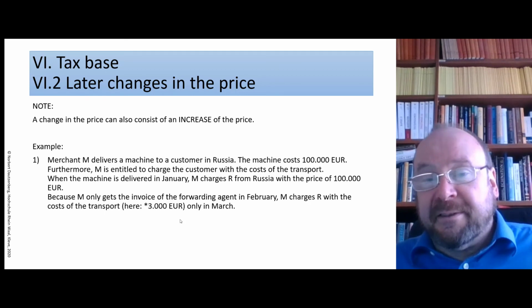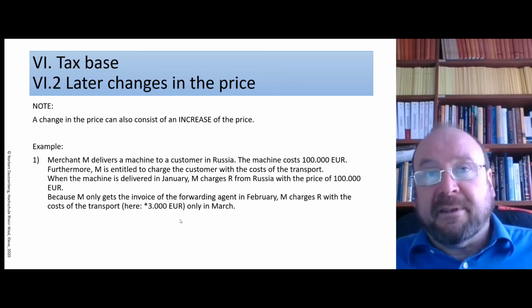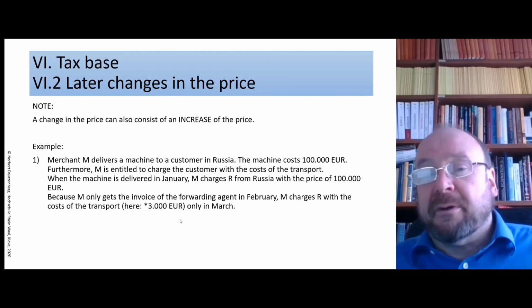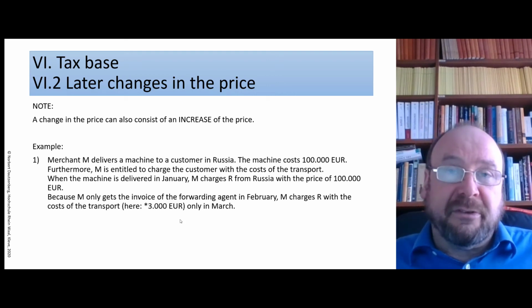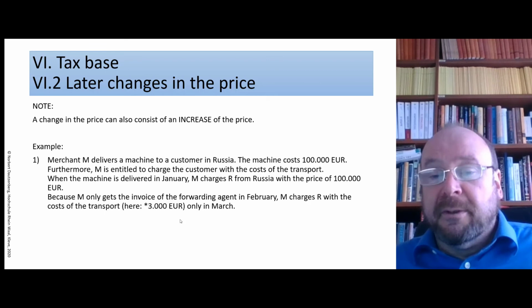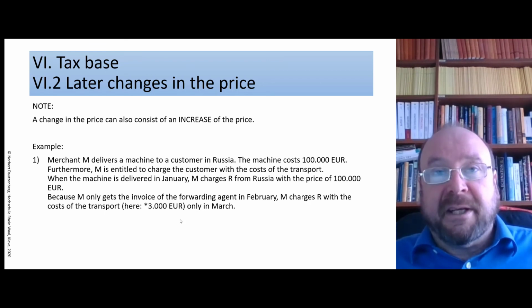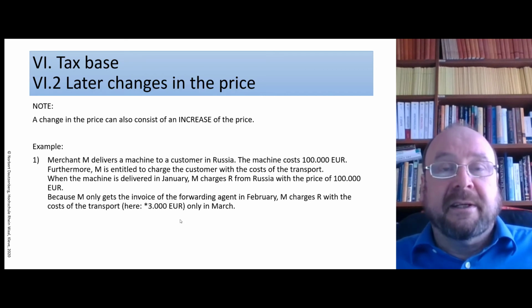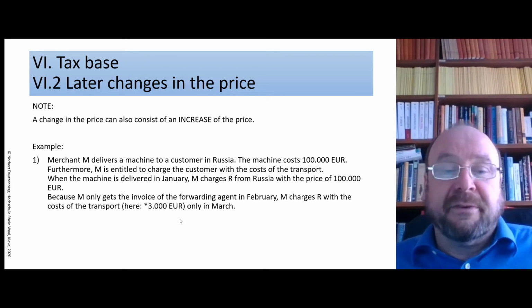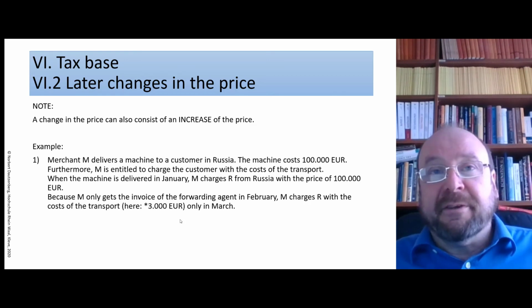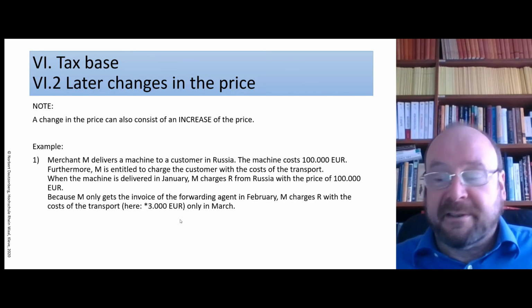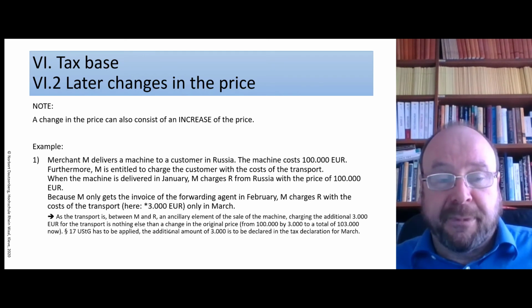So in March, a second letter leaves M's offices: dear customer R, under our contract, I still have a claim to additional 3,000 euro. So beginning to claim these additional 3,000 is a later increase in the price for the machine from 100,000 to 103,000. So the additional 3,000 will be communicated to the fiscal office in the tax declaration for March.